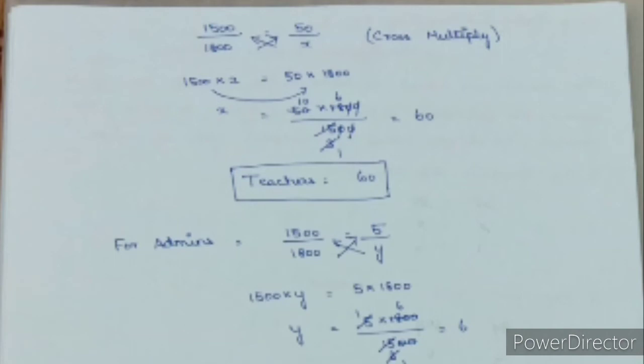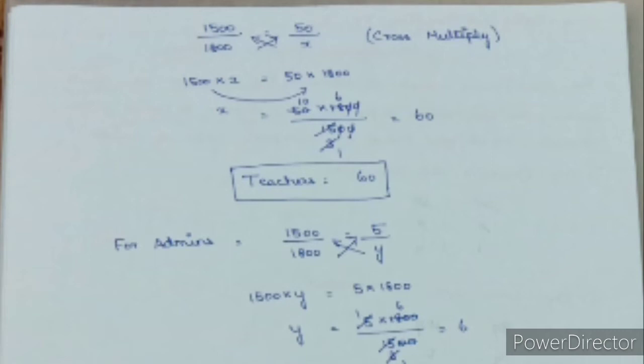See, cross multiplied. So when you cross multiply, 1500 into x is equal to 50 into 1800. Here the x is in the division position. When it moves to the opposite side, it becomes multiplication. The same is happening for this 1800 also. So to find x, I have to take this 1500 to the opposite side. Here it is in multiplication. When it moves to the opposite side, it becomes division. So x is 50 into 1800 by 1500.